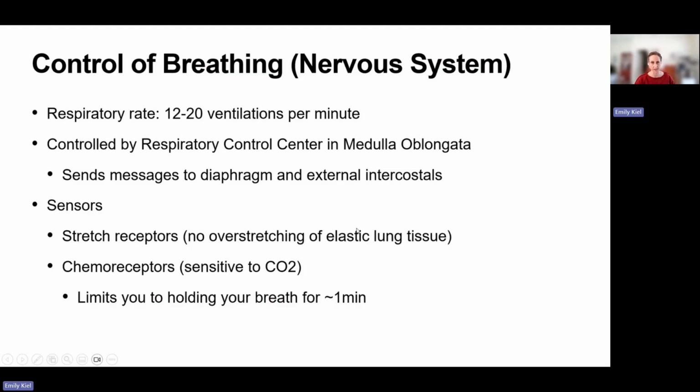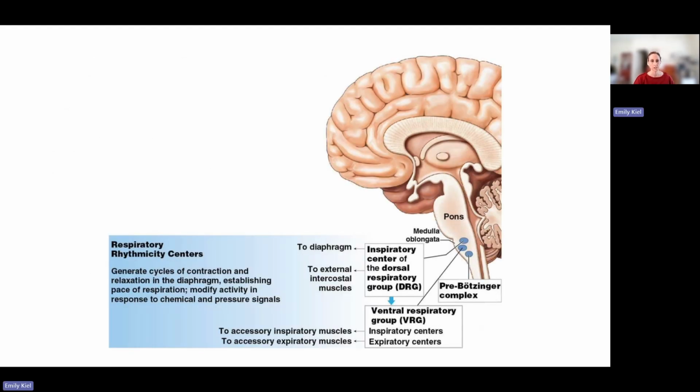That's an AP1 flashback. So we have our respiratory rhythmicity centers that are going to generate the cycles of contraction and relaxation in the diaphragm. They're going to establish the pace, and they're going to modify that activity. So here's our medulla in the brainstem. I'm not focused on you learning these different complexes and different respiratory groups, but mostly really be aware that those controls are in the medulla oblongata.